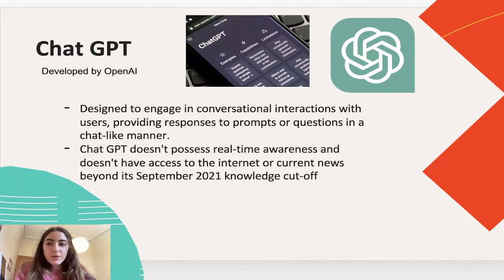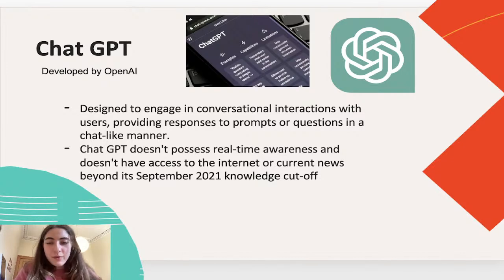So it's developed by a company called OpenAI, and it's actually been around for a long time. It's not as new as people think. It's just that before it wasn't open to everyone, and that's why people have this impression that it's a new thing, but it actually isn't. And yeah, it's just designed to engage in conversational interactions. You chat with it and it gives you responses.